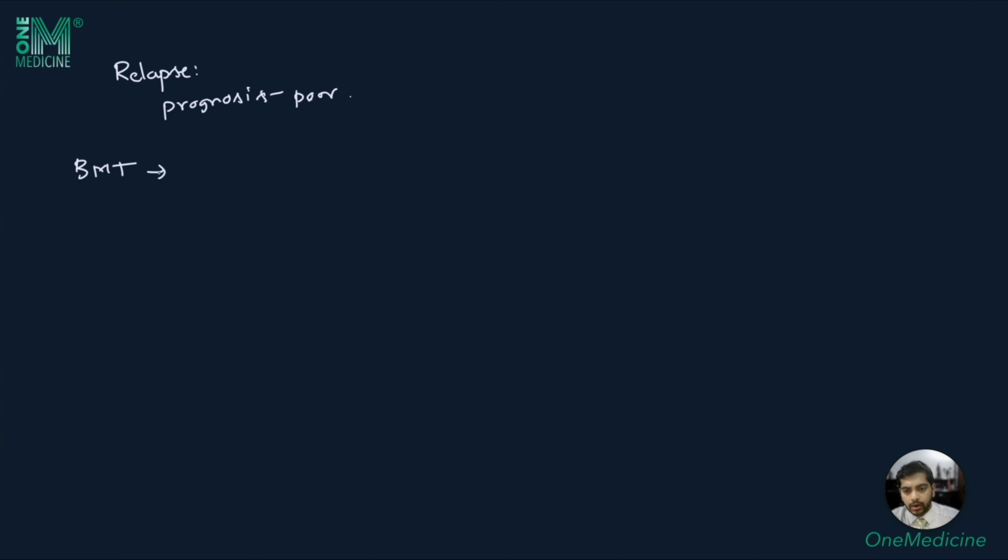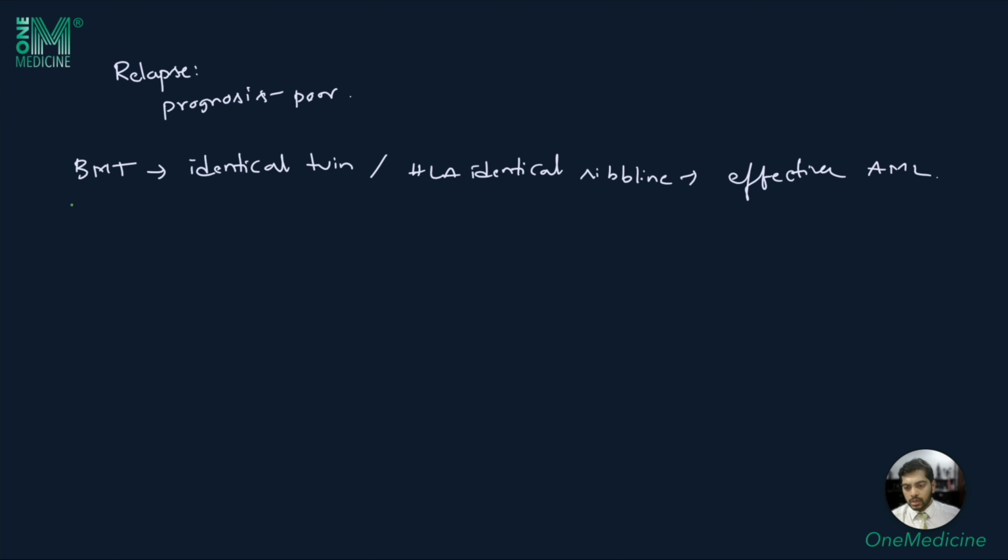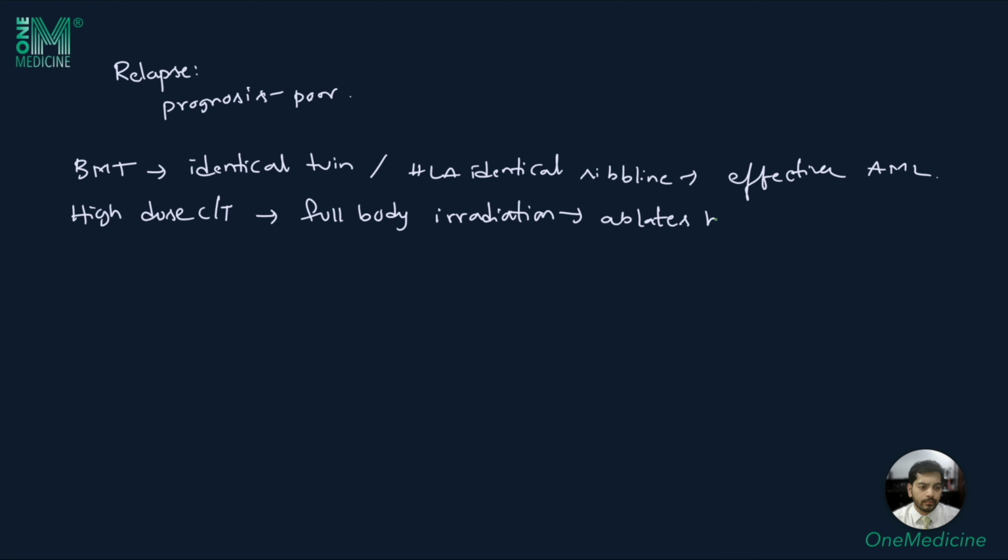Bone marrow transplantation from an identical twin or HLA identical sibling is a very effective treatment for acute myeloid leukemia. So the typical protocol uses a high dose chemotherapy followed by a full body irradiation. This ablates the host cells, all host cells within the marrow. This is followed by infusion of cells from the donor's marrow.